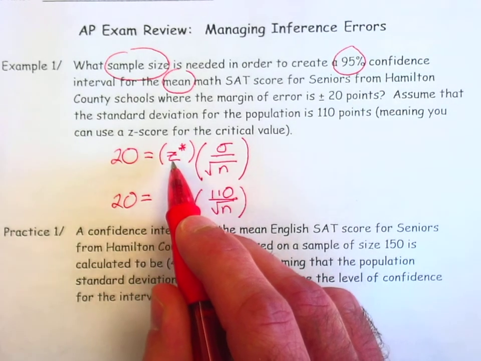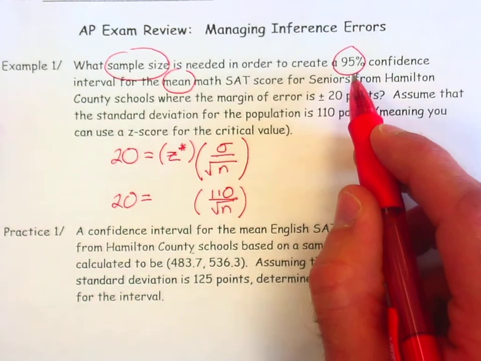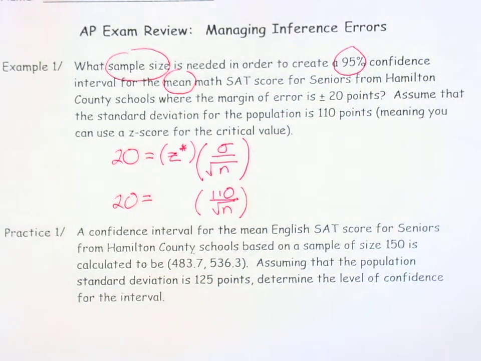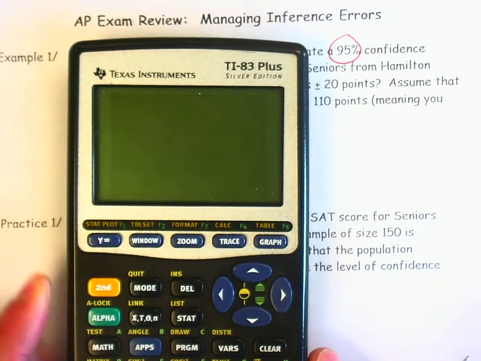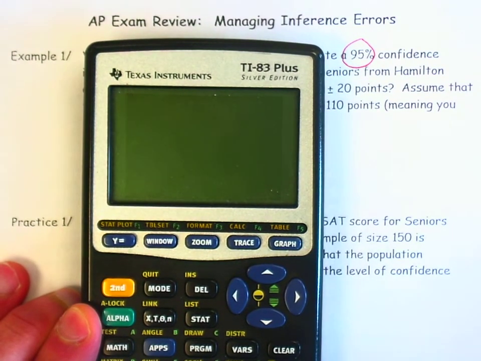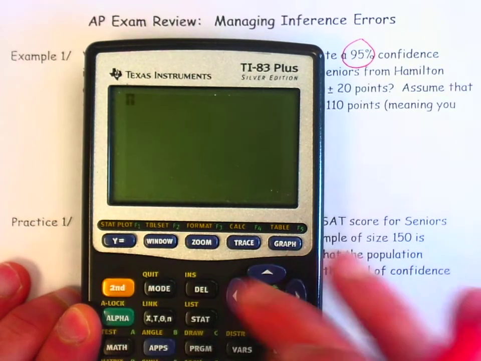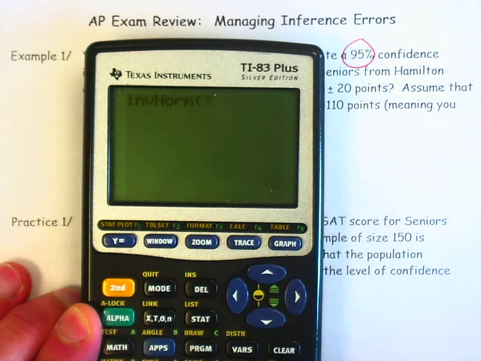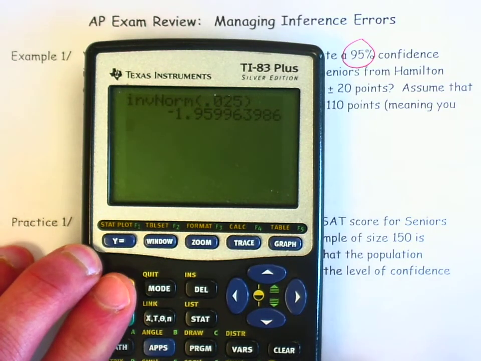But this z-score, this is something that you should recognize. For 95% confidence, the z-score that we use is 1.96. It is not particularly hard to remember how to do that on your graphing calculator. It's something that you would want to know how to do. So for a 95% confidence interval, we're cutting off 5% of the distribution, the upper and lower 2.5%. If you go to second variables, under the inverse norm command, if you put in that 2.5% that we're cutting off of the bottom, you get the lower z-score, the lower critical value of negative 1.96.